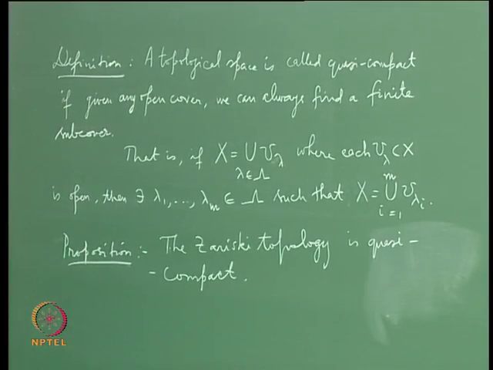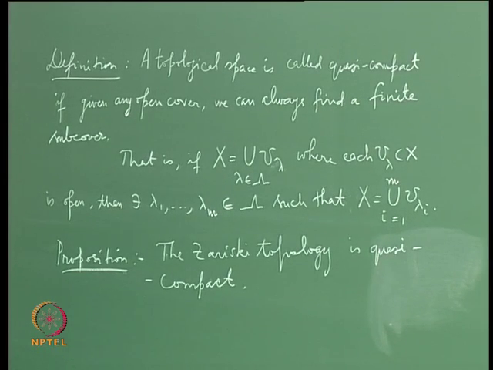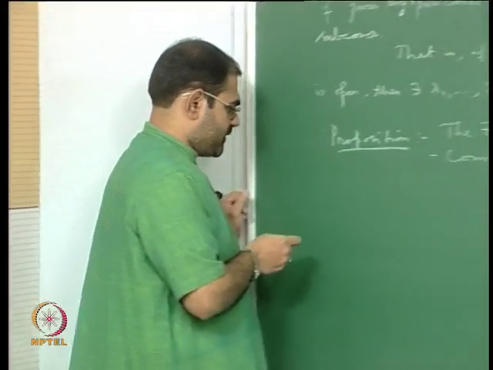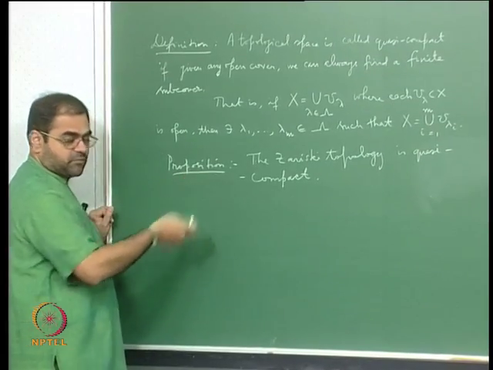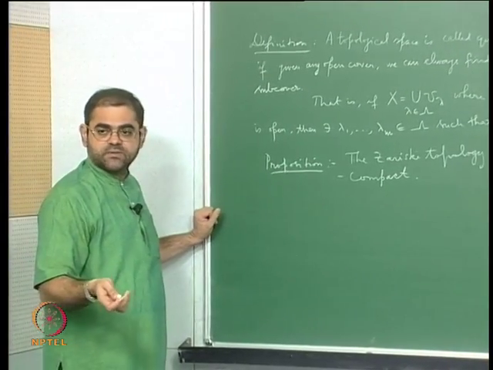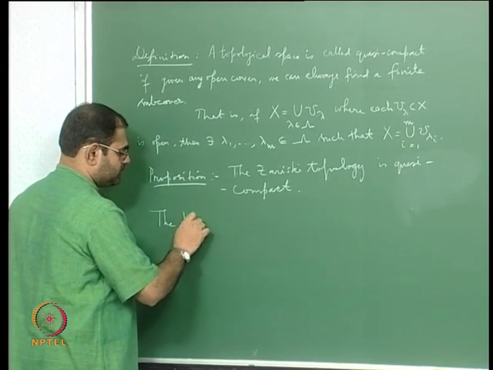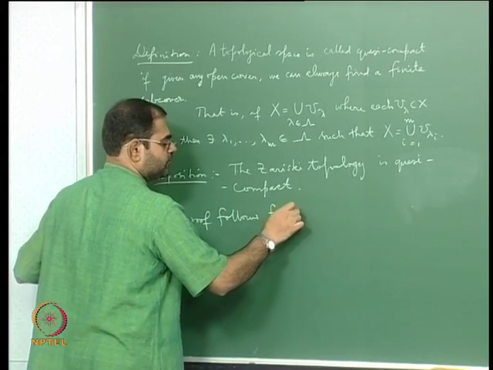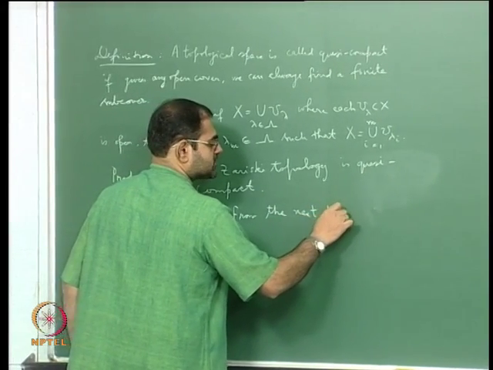Now why is this happening? The reason is actually because of the noetherianness, which I'll explain as follows. What I'm going to do first is say that the proof of the proposition follows from a couple of lemmas. Let me write that the proof follows from the next two lemmas.